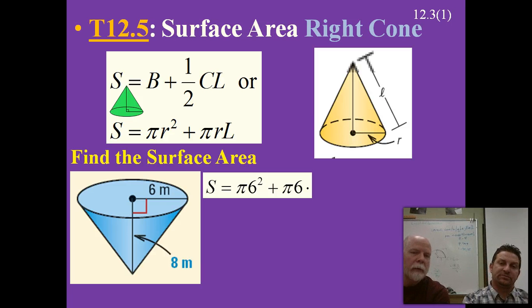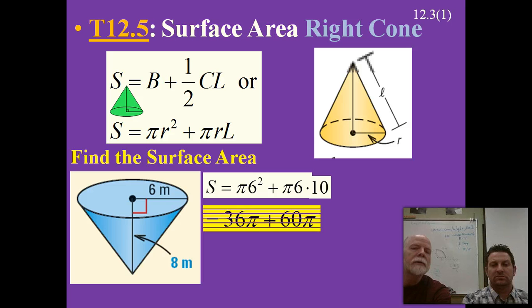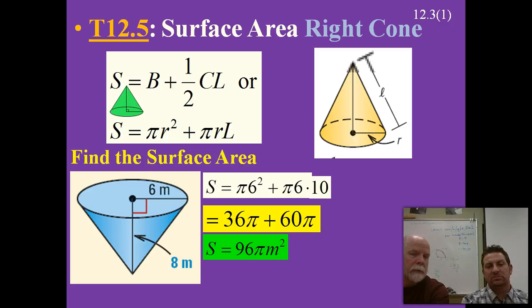So if we start plugging into the formula, we get pi, the radius is 6, so pi times 6 squared, plus pi times 6 again, times that slant height. And we just found the slant height to be 10 from the Pythagorean theorem. And so we end up with 36 pi at the beginning, 6 squared times pi, and we end up with 6 times 10, so 60 pi, at the end. We can add those together because they're both just pi's. And so the exact surface area of this is 96 pi square meters, because we're in meters for this one. If you're going to approximate that, it would be approximately 301.6 square meters if you plug that into your calculator.